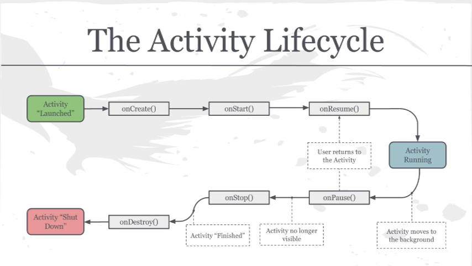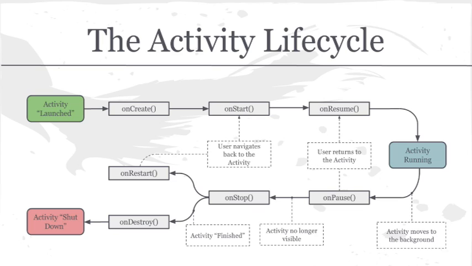However, if the activity is stopped, meaning it's not visible to the user, they can't interact with it, it doesn't automatically get destroyed. The operating system will keep it around in case we need to load it again, in case the user navigates back to it. And that's exactly the other place we can go from onStop. We can restart. Users can restart this stopped activity if they choose to. And if that's the case, when the user navigates back to the activity, it will go all the way back to the onStart callback and then proceed to the onResume callback and then resume running.